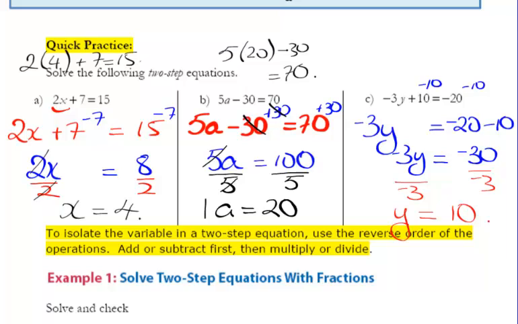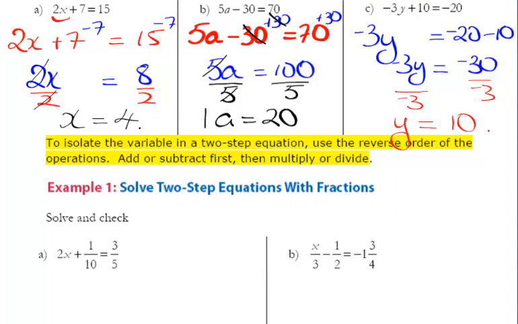And you can check it out there. Negative 3 times 10 is negative 30. Negative 30 then plus the 10 indeed is equal to negative 20. Okay, so what's the principle that we've got at work here? To isolate the variable in a two-step equation, use the reverse order of the operations. Okay, add or subtract first, then multiply or divide.